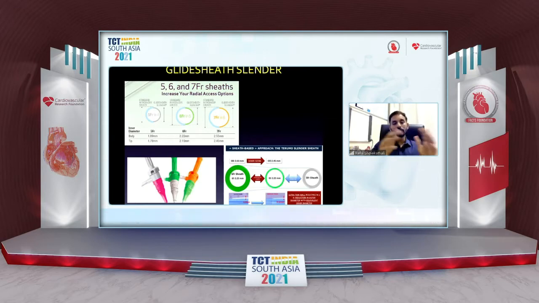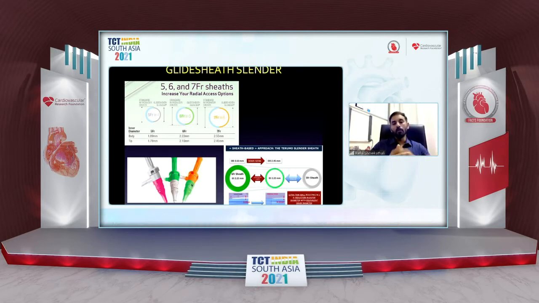As my previous colleague just briefly mentioned about the Glidesheath Slender, essentially the advantage of this sheath is that the 7 French sheath has an outer diameter equivalent to a 6 French normal sheath. That's the basic point you need to understand. The outer diameter of the 7 French Glidesheath Slender is equivalent to a 6 French normal sheath.